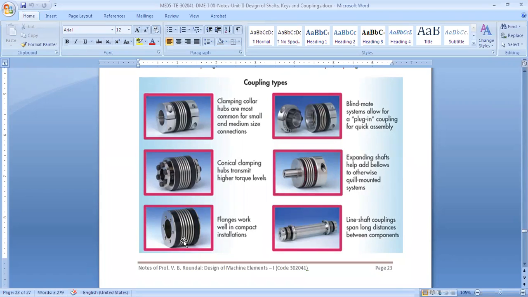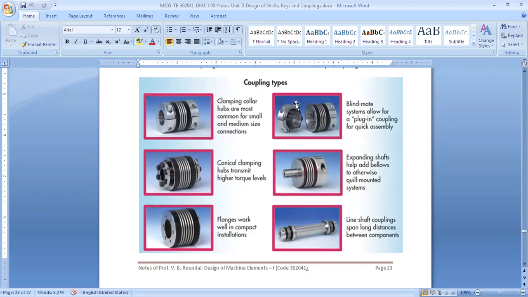Now what is a flange coupling? Basically there are two discs which are connected by nuts and bolts. There may be 4, 5, 6 depending on the power transmitted, and the load will be transferred from the input shaft to the flange, to the nuts and bolts. It will come to the other part of the flange, and it will go to the output shaft.